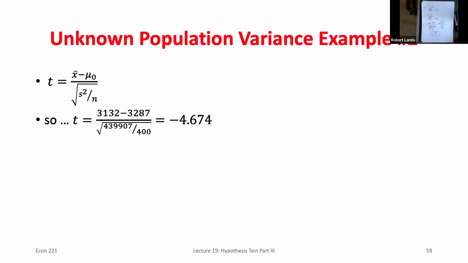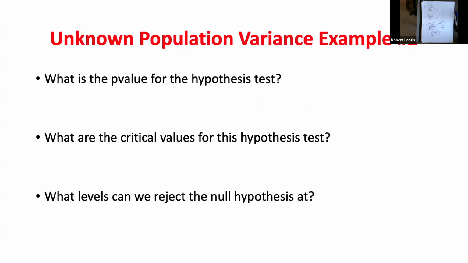Now you can imagine, we just found a test statistic of like negative 3. This is even larger, even further away from that assumed true mean, away from the middle of the student t distribution of 0. Our p-value is going to be pretty small here, but I can be very precise. So what would the p-value be? What are the critical values, and what levels can we reject at?